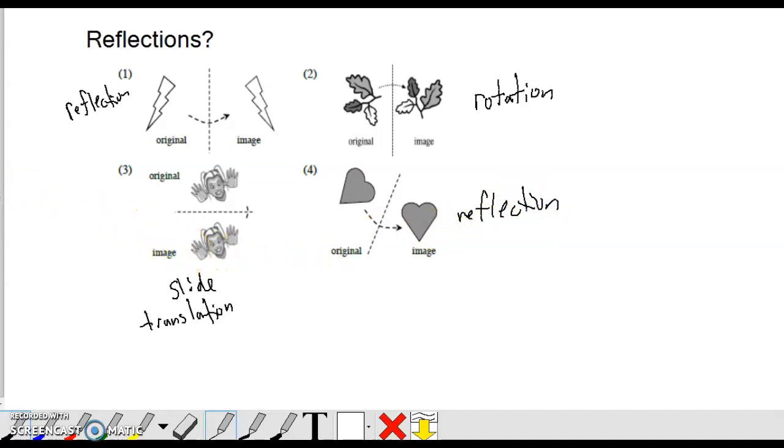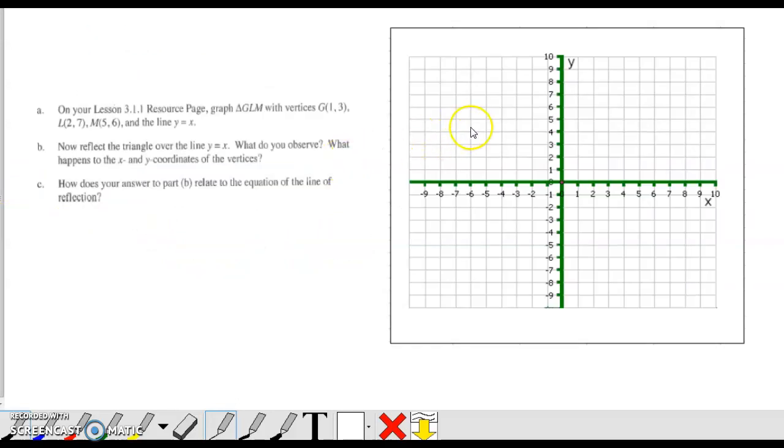All right. So on your resource page, I want you to find the blank graph. What I want you to do right now is take a moment, pause the video, plot these points, G, L, and M, connect them, and then draw a line, y is equal to x. When we graph this line, this means that you have a 1 in front of the x and we don't have a b value. So that means our slope is 1, our b value is 0. So go ahead, pause the video, draw these three, connect them together.